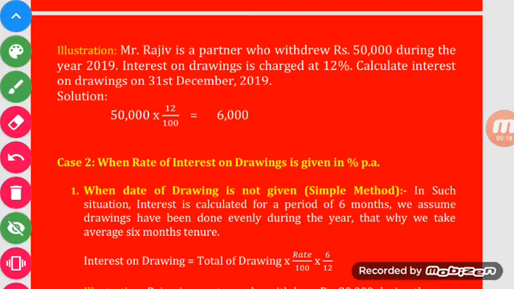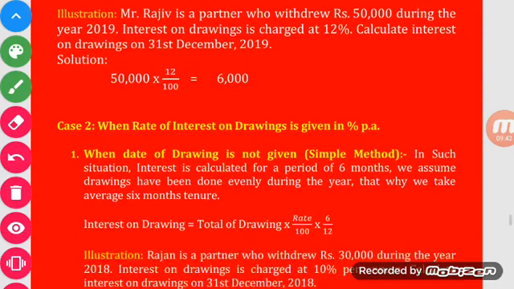So here the drawing amount is rupees 50,000 into 12 upon 100. Time period will not be considered for calculation of interest on drawing in such a situation. So 6,000 will be the answer for interest on drawings. I hope case first, when the per annum word is not given with the rate of interest, you understood properly.